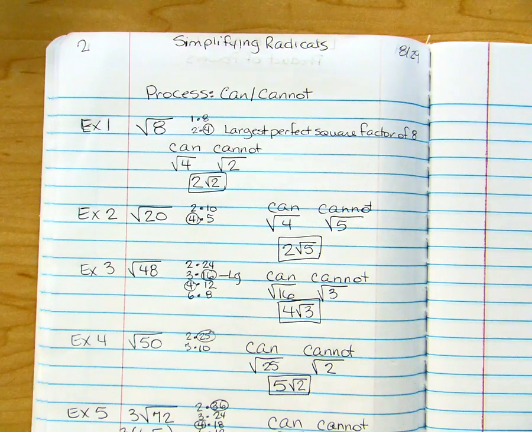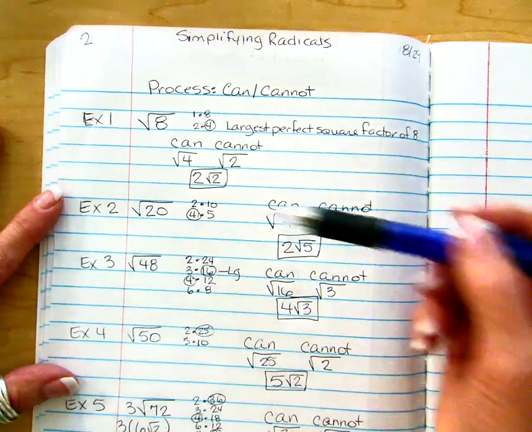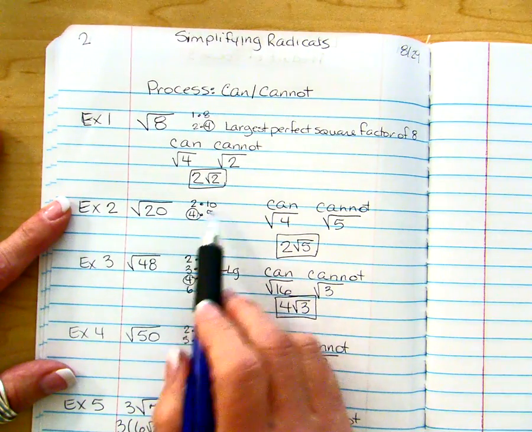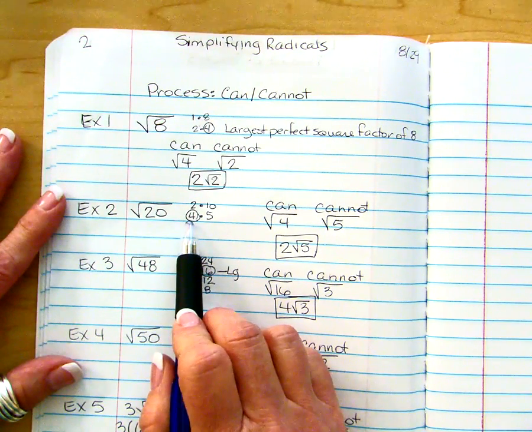Here are the rest of the notes. We did the same thing with 20. We looked at the factor pairs for 20. We have 2 times 10 and 4 times 5. 4 is the largest perfect square factor of 20.